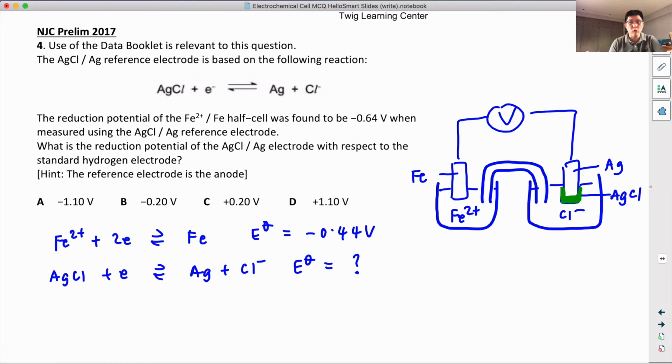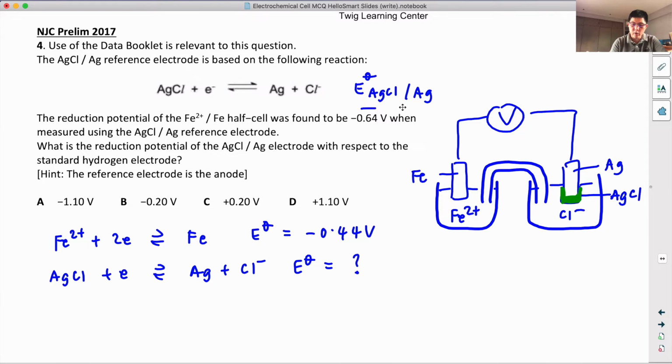Okay, let's look at question 4. The use of the data booklet is relevant to this question. The silver chloride silver reference electrode is based on the following reaction. So I've written this down. I'm going to call this the E anode. Anyway, I'll just write this like that.